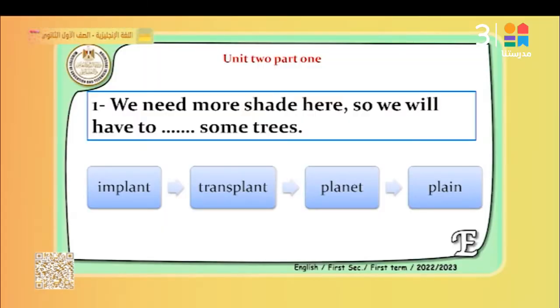Number 1, we need more shade here. So we will have to transplant some trees. We wanted to move some trees into another place, like moving the blood from one person to another. We move a tree from a place to another. So here we have to transplant. Yes, very good, transplant. So transplant is not only moving blood, it can also be moving a tree. We move a tree from a place to another.